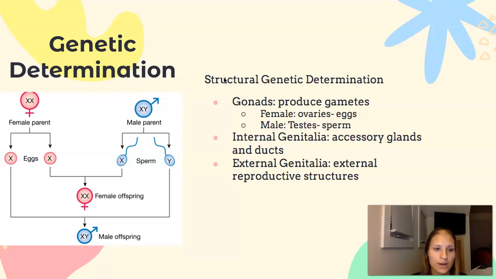Each egg produced by a female has an X chromosome, and each sperm produced by males has either an X or a Y chromosome. So females will inherit one X chromosome from each parent, and males inherit one X from their mother and a Y chromosome from their father. The diagram illustrates how sex is determined according to which pair is formed.